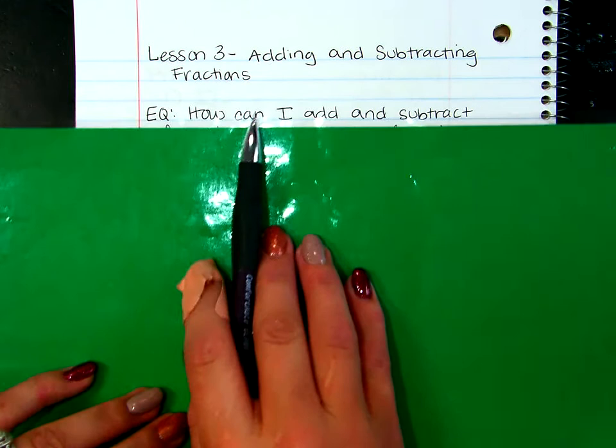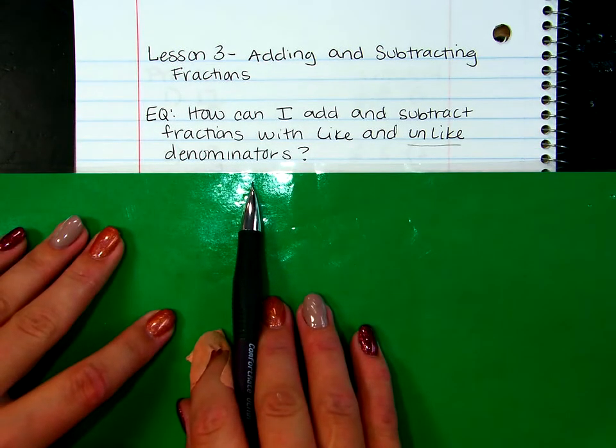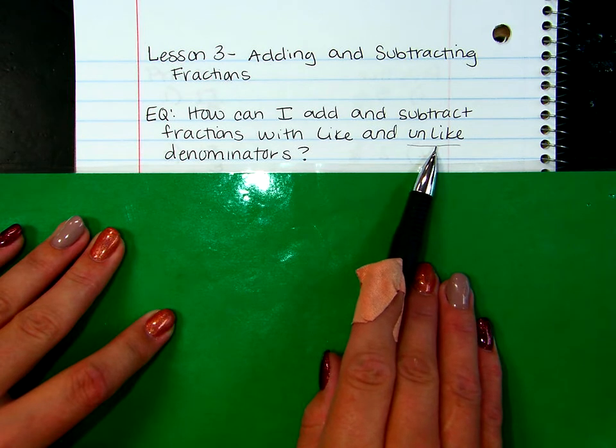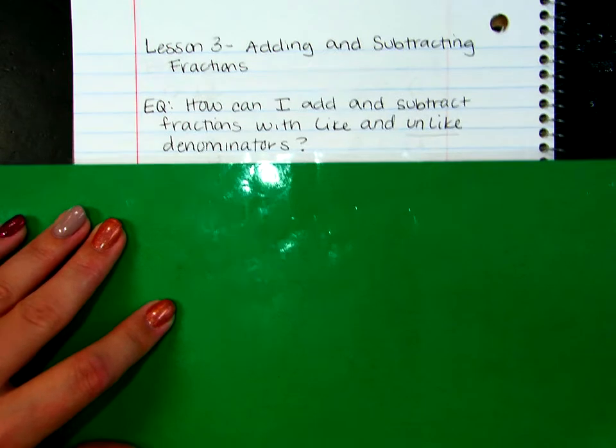Here we go. So for today, our essential question is, how can I add and subtract fractions with like and unlike denominators? Now, the unlike denominators is really something that we're going to have to pay attention to, and something that's going to involve a little bit of extra work as we proceed through this, okay? So once again, that essential question is, how can I add and subtract fractions with like and unlike denominators?